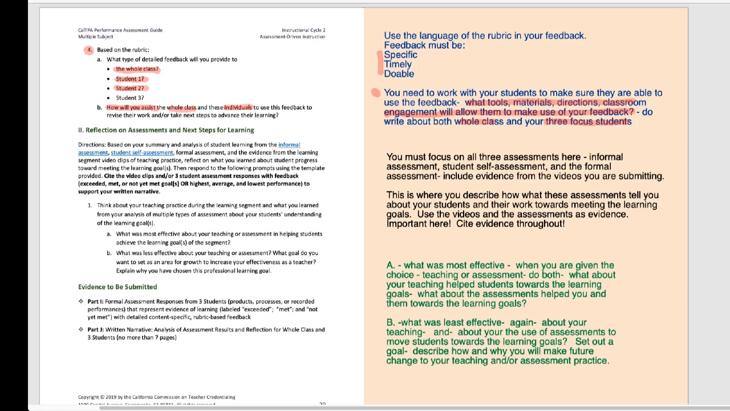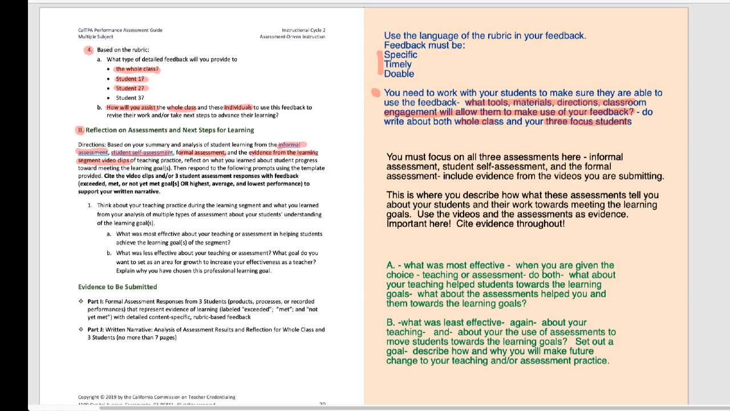All right, so I'm going to move on to reflection on assessments and next steps for learning. So directions, based on your summary and analysis of student learning from the informal assessment, this is important here, student self-assessment, formal assessment, and evidence from the learning segment video clips. They give you 4 things here to consider now. Everything in part 1 was about the formal assessment. Part 2 is about all 4. So you're drawing from lots of different evidence: informal assessment, student self-assessment, formal assessment, and from your video clips.